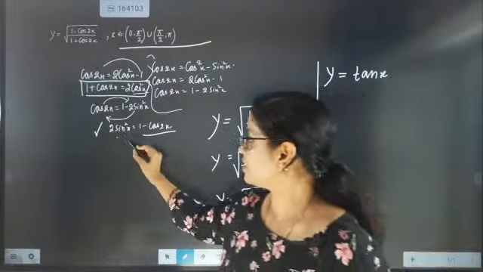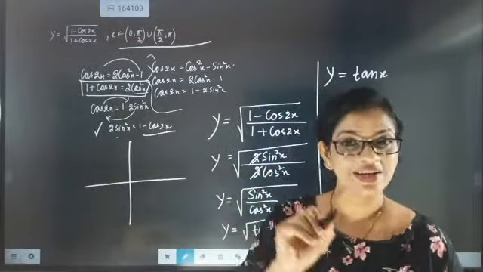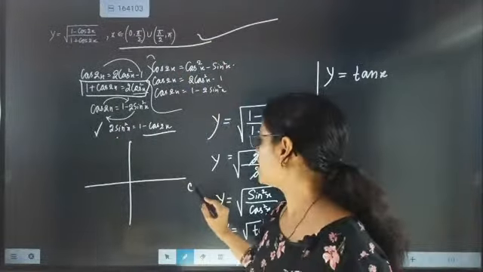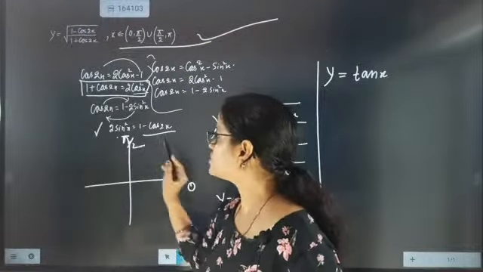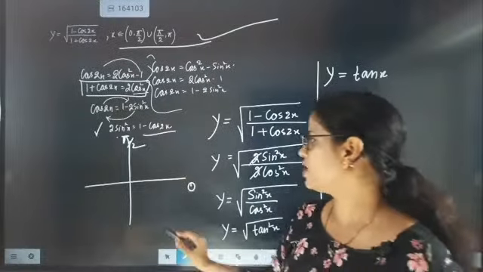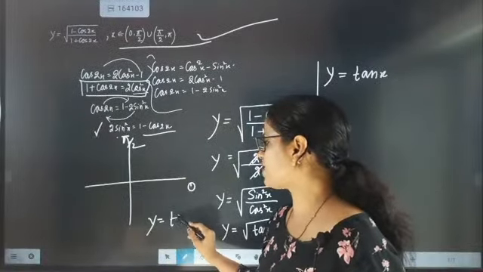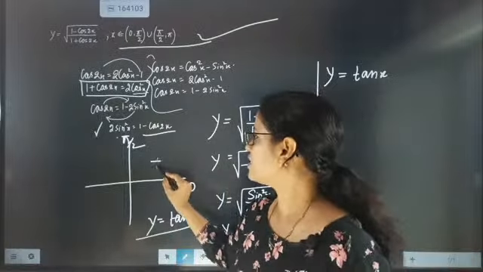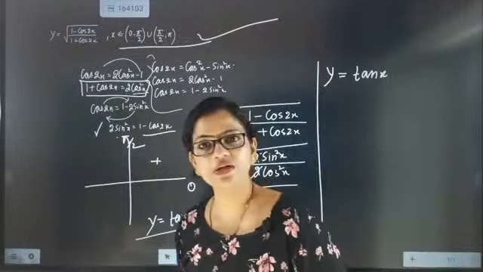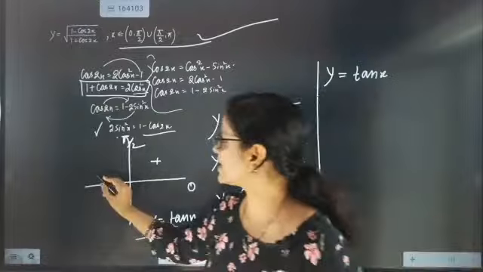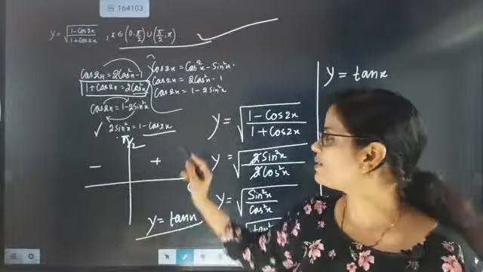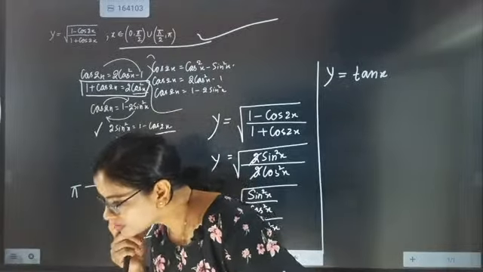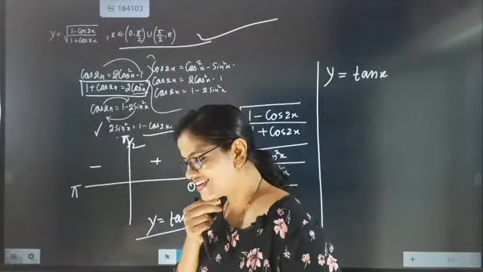Look here. We know that the first interval given in the question is 0 to pi by 2 and your function is y equal to tan x. Now you know that this tan x is positive in the 0 to pi by 2 interval, but the same tan x is negative here in pi by 2 to pi.